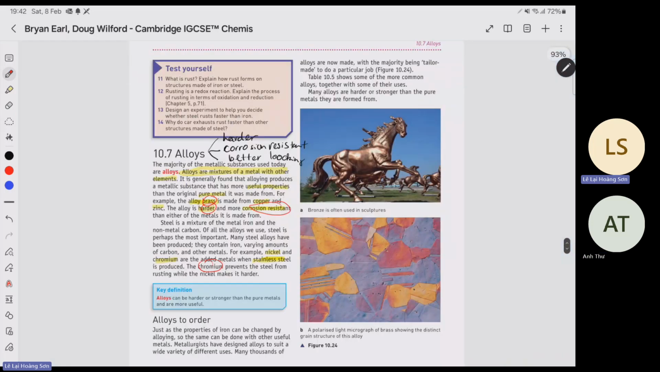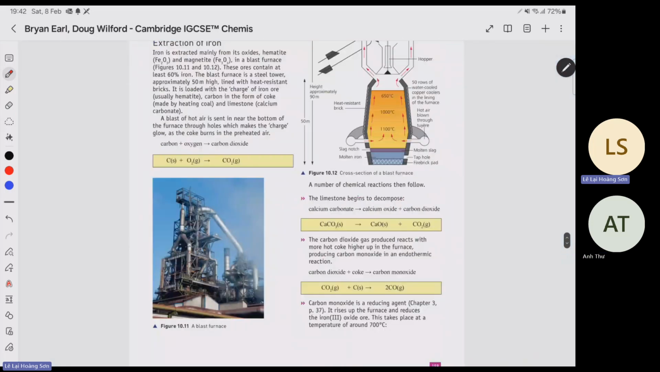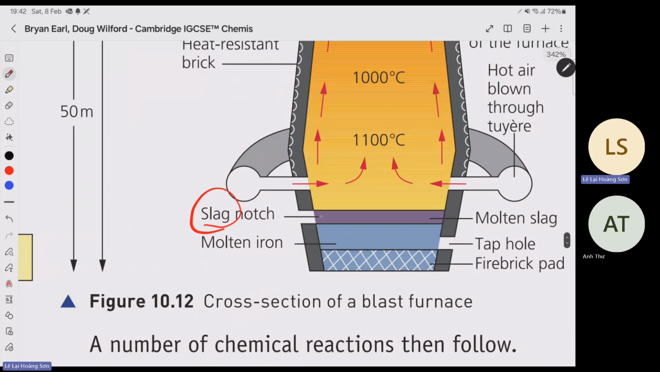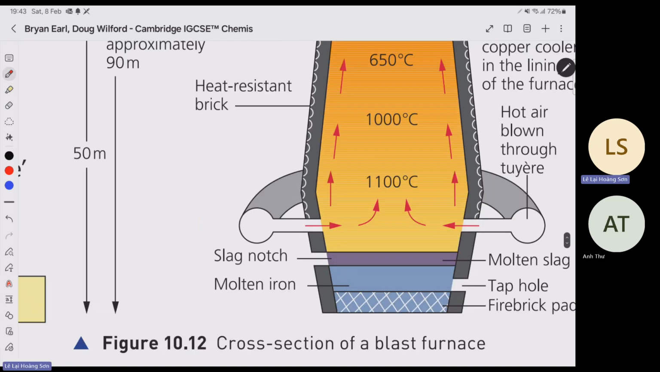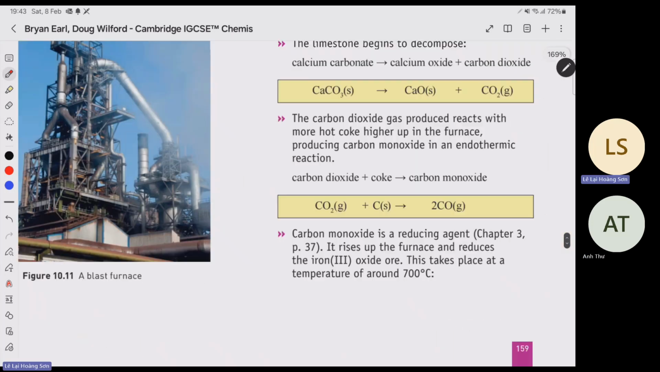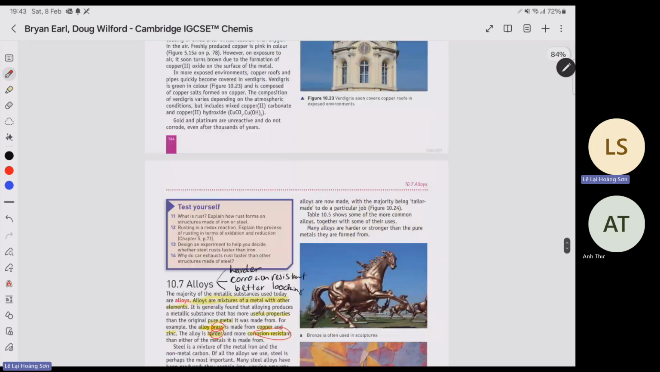All right, let me show you the diagram again. Here, this is the slag, and this is going to be above. They will both sink to the very bottom of the blast furnace, but the slag is going to be less dense than the molten iron, so the molten iron will be extracted at the lower hole, while the slag will be extracted at the upper hole. Okay, let's move on.